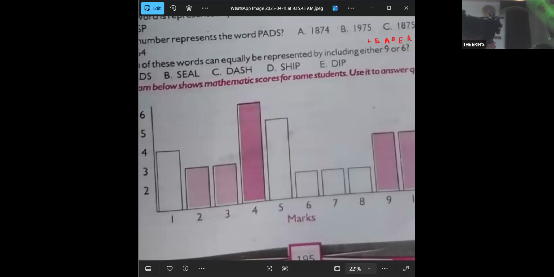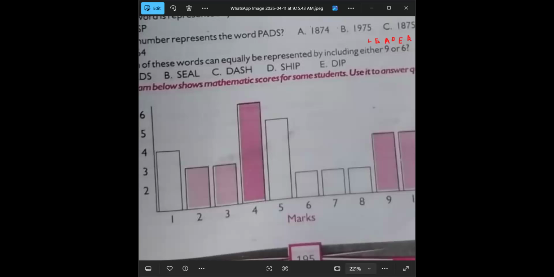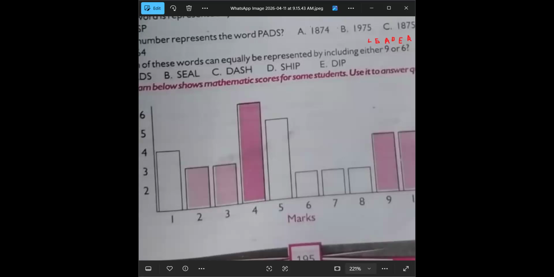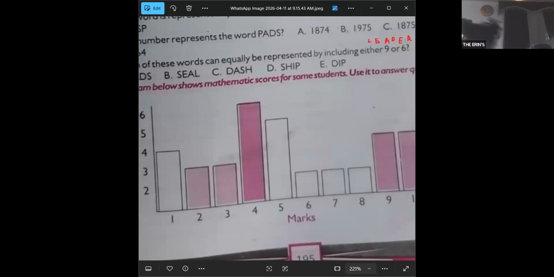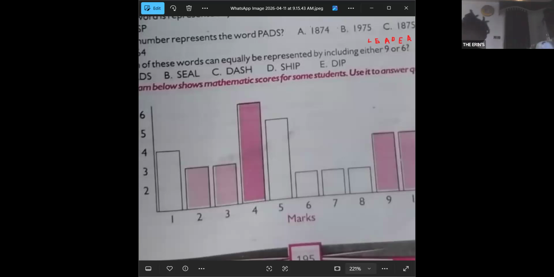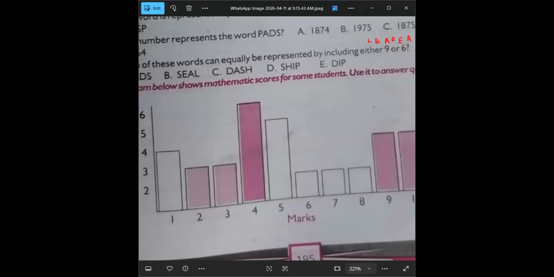9. So how many people obtained 9? Yes, 4. Good. Okay. How many people obtained 10? 4. How many people obtained 1? 4. 4 times 3 is 12. Excellent. That's good. Well done. So the answer is 12, please.